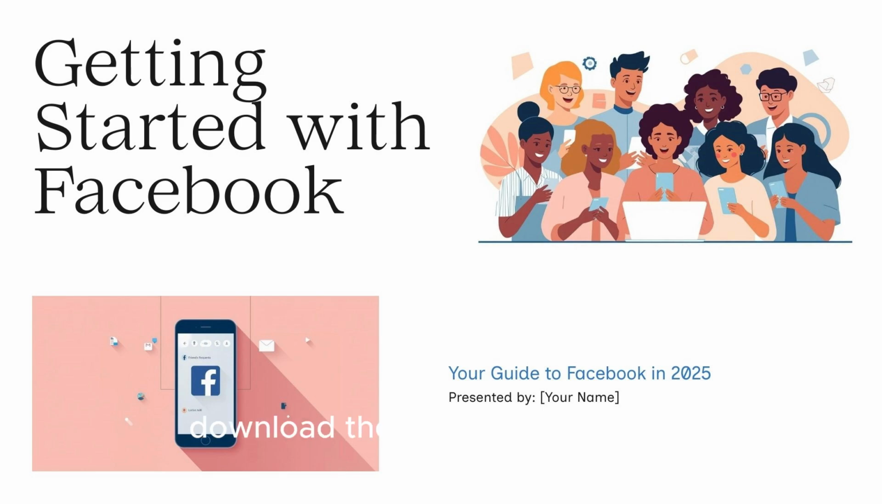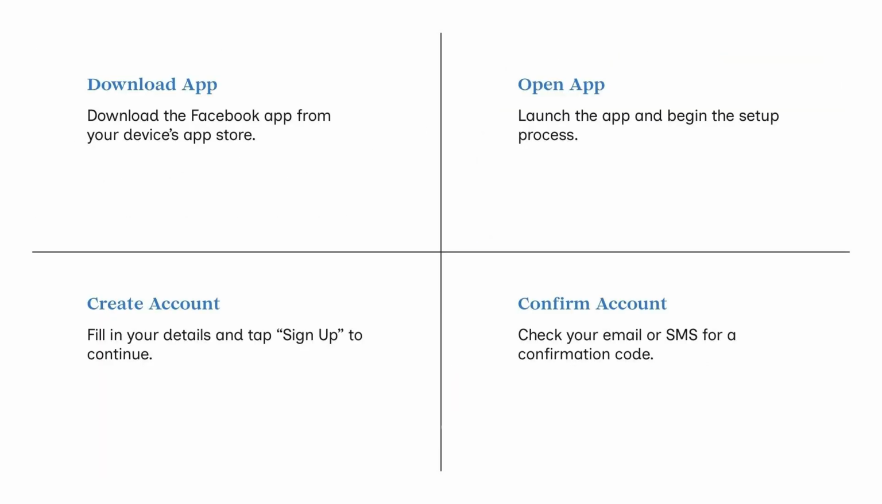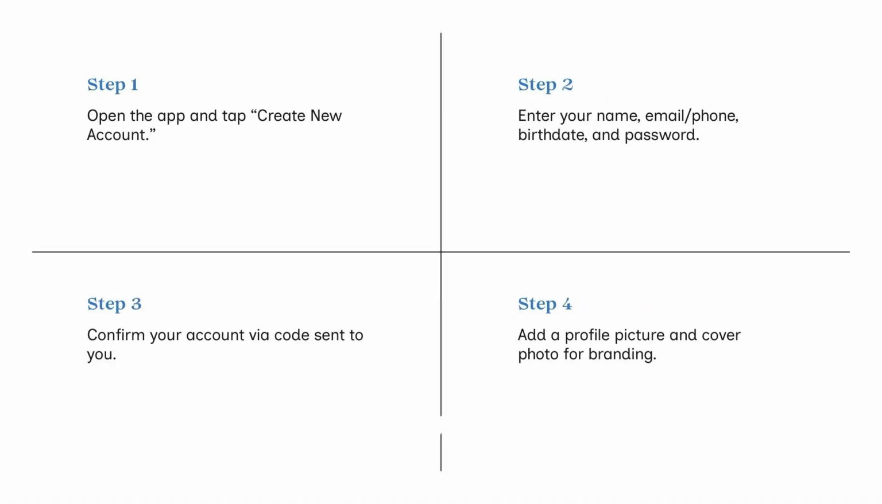First, download the Facebook app from your App Store or visit facebook.com. Open it and tap Create New Account. Enter your name, email or phone number, date of birth, and a password. Tap Sign Up. Confirm your email or phone with the code sent.